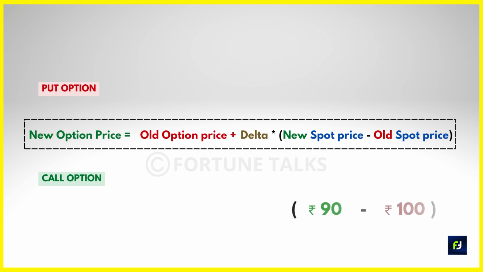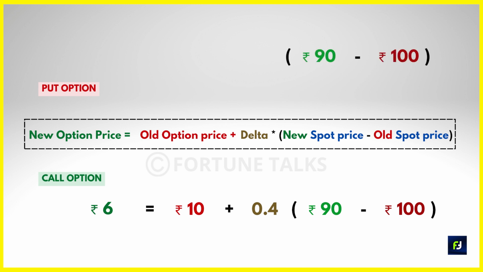Similarly, if the new underlying price is 90 rupees, old underlying price is 100 rupees, the old call option premium is 10 rupees, and the call delta is 0.4, then the new option premium would be 6 rupees. On the other hand, if the new underlying price is 90 rupees, old underlying price is 100 rupees, and the old put option premium is 10 rupees, and the put delta is minus 0.4, then the new option price would be 14 rupees. So in this equation, keep in mind the sign of delta. That is, delta is positive for call option and negative for put option.